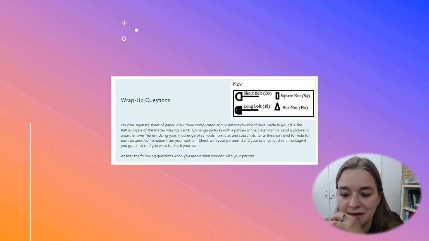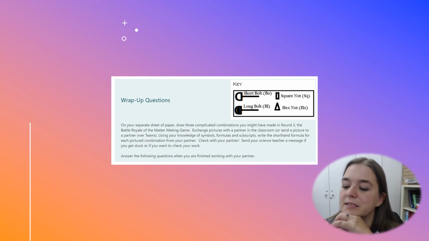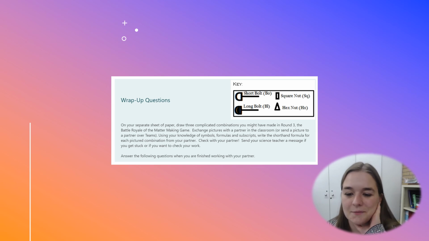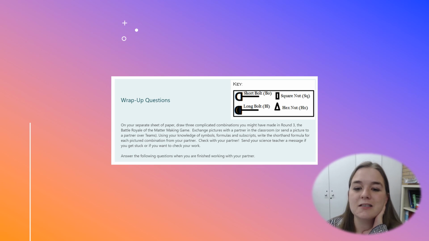When you're finished with that, there are some wrap-up questions, some multiple choice questions here to make sure that you have those big ideas. Thanks for working hard, ladies and gentlemen. We're going to take these ideas about shorthand formulas and we're going to start building our chemical equations soon. Get this done and make sure you submit that form on Teams. Thanks.